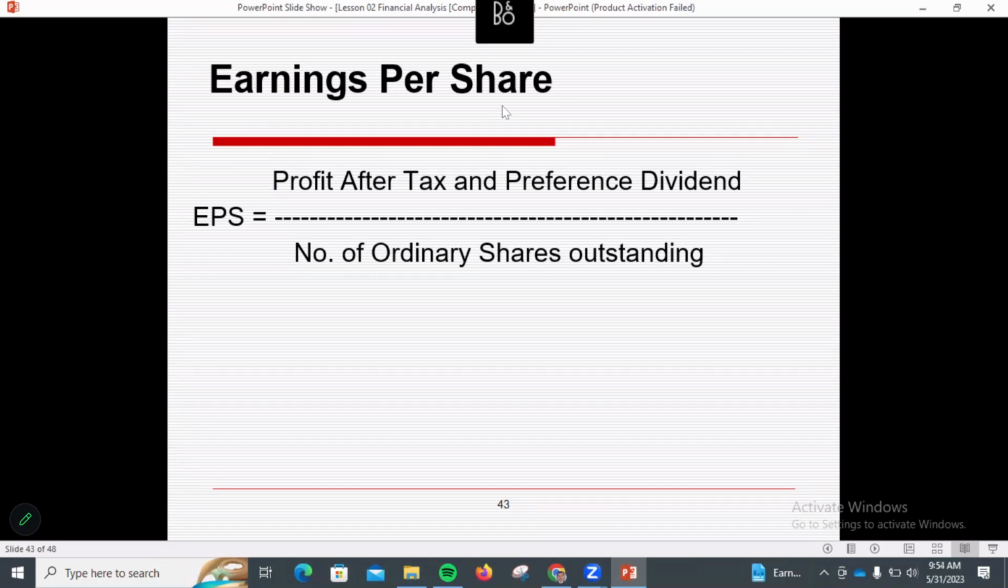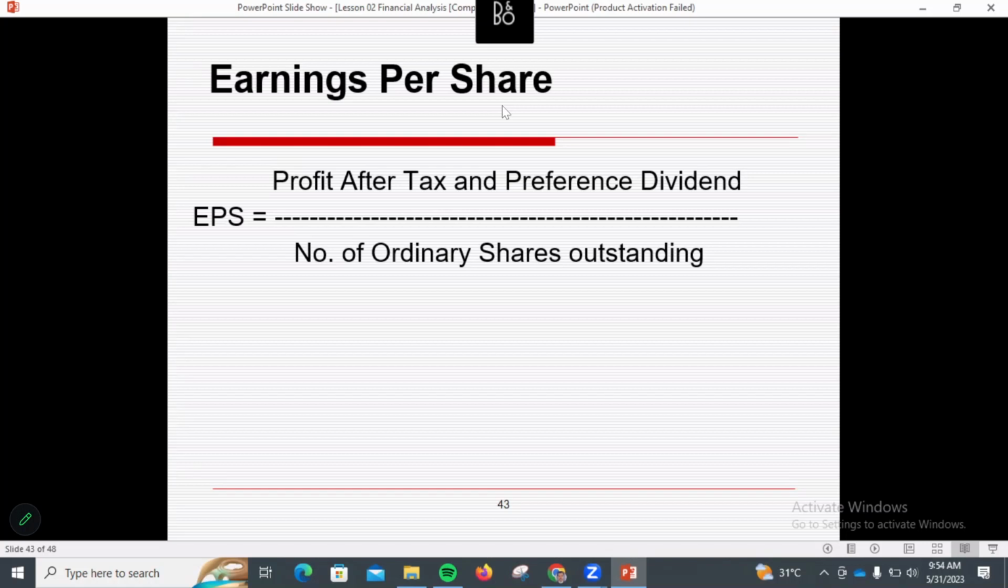So what is the numerator? Profit after tax and the preference dividend. Number of ordinary shares outstanding. Actually it should be taken as a weighted average of ordinary shares outstanding. Weights are calculated by considering changes in the outstanding number of shares in a particular time. So the time fractions become the weights in calculating the weighted average ordinary shares outstanding.